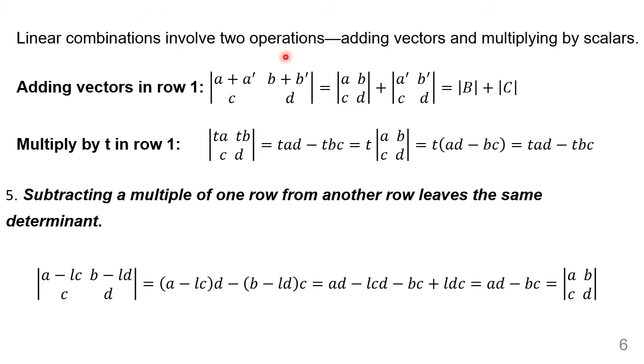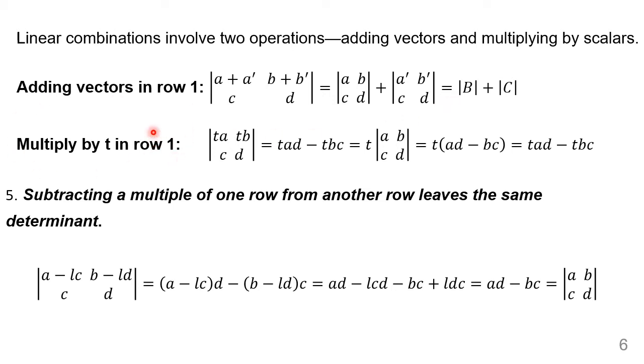Linear combination usually involves two operations. One is adding the vectors, the other one is multiplying by a scalar quantity. Adding the vectors in the first row will give us a plus a', b plus b', c, d. This can be written as the sum of the determinants of two matrices, a, b, c, d and a', b', c, d. That is equal to the sum of the determinant of B with the determinant of C.